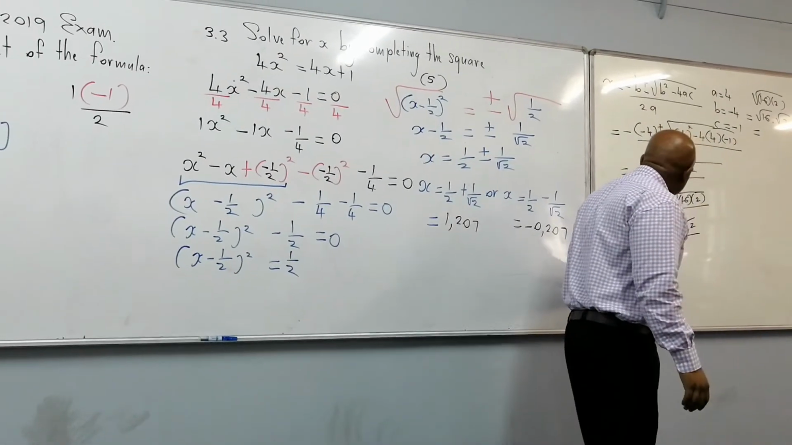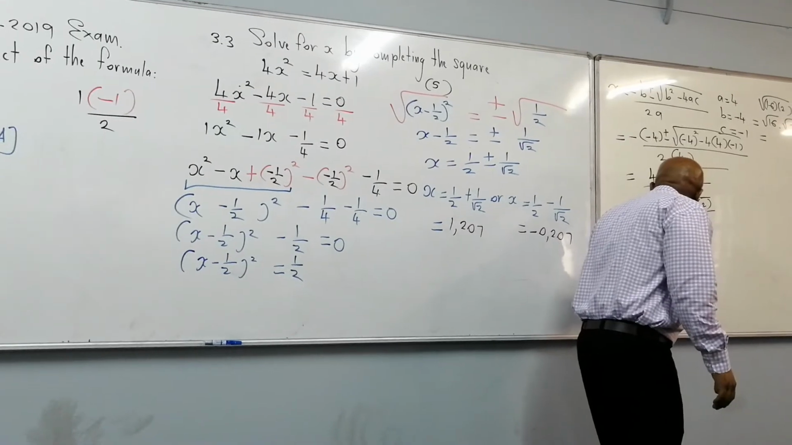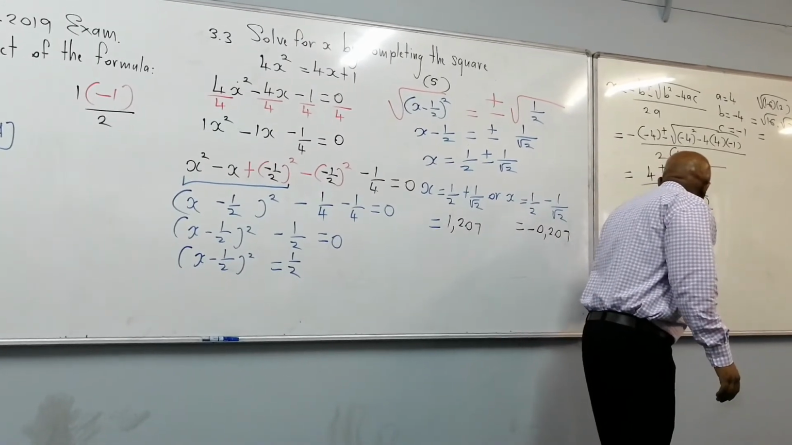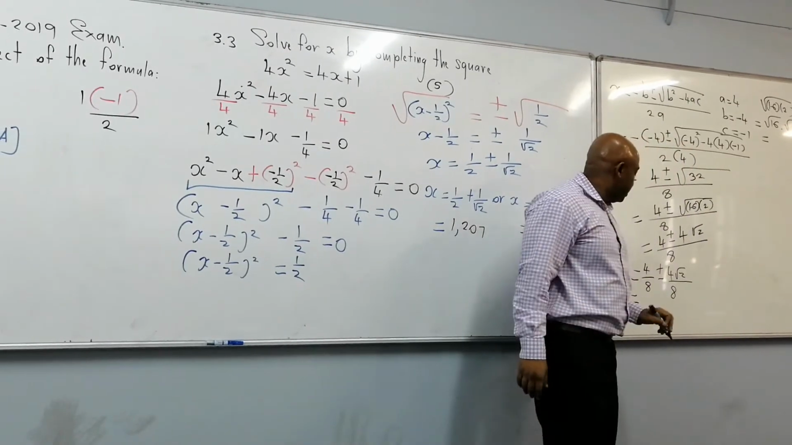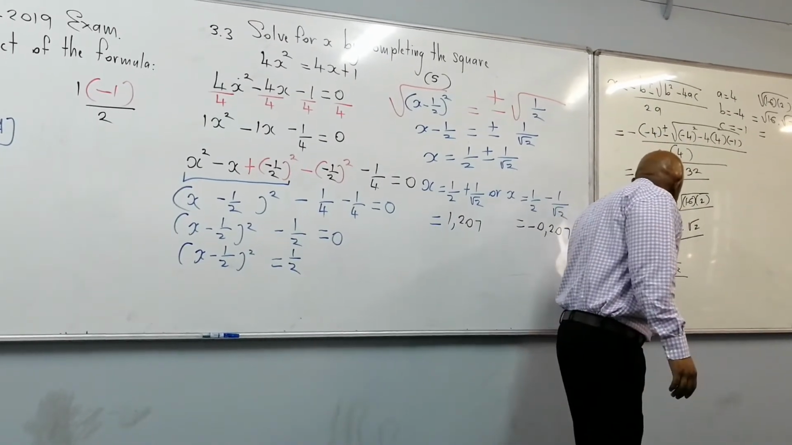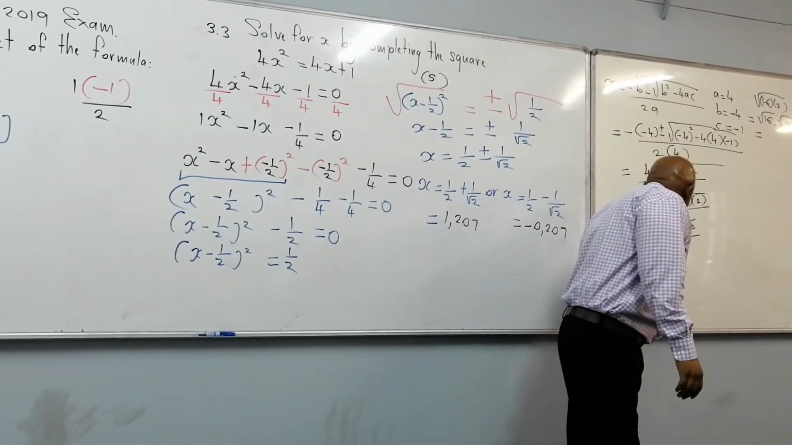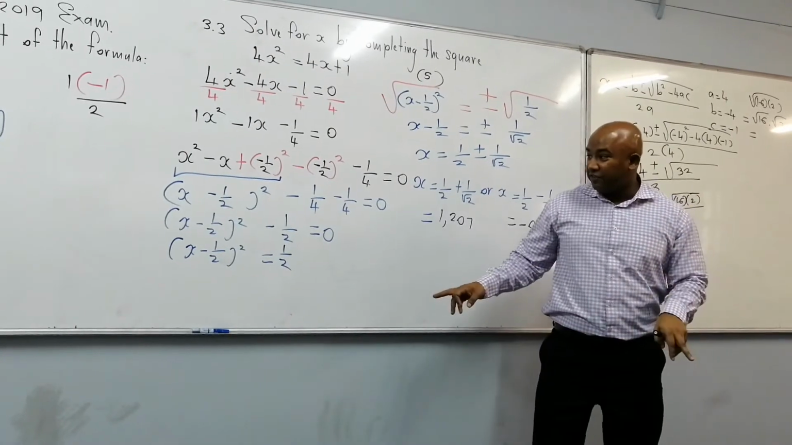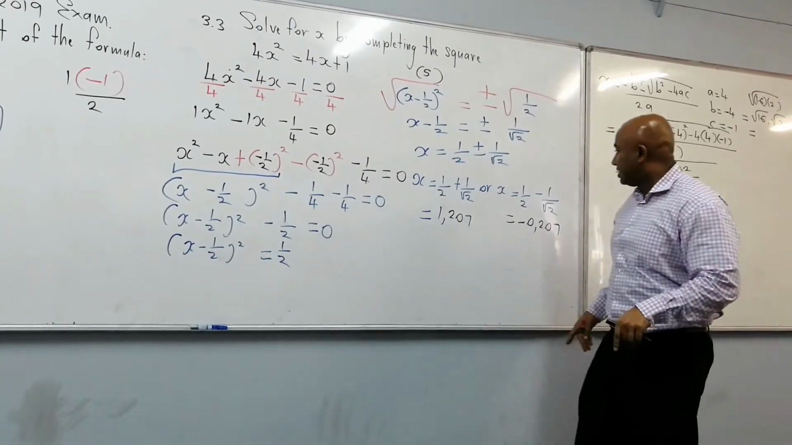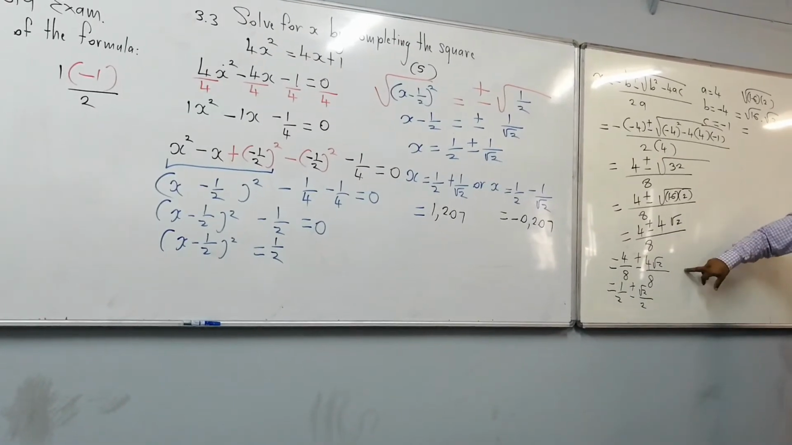So now I can simplify this further, and this can be written as 4 over 8 plus or minus 4 root 2 over 8. Okay, so 4 over 8 is the same as 1 over 2, and 4 root 2 over 8 is going to be root 2 over 2. Now this looks different. Where is our final answer? Because here we have a rationalized denominator.